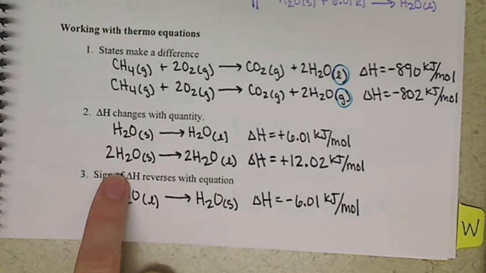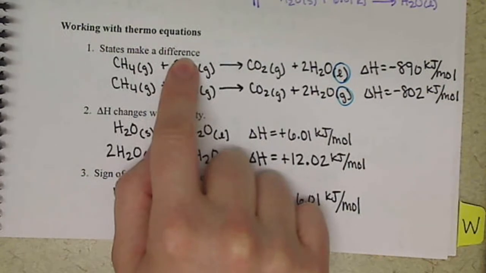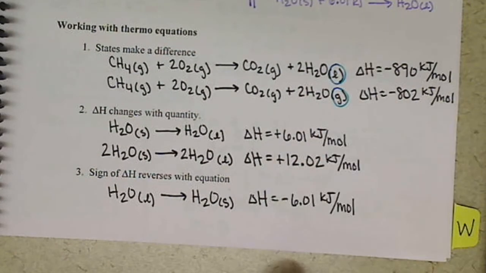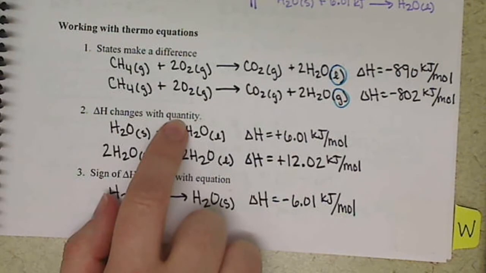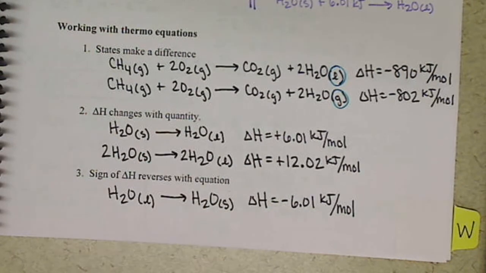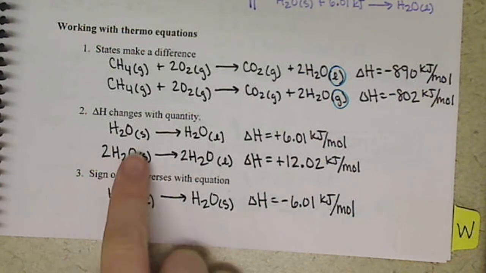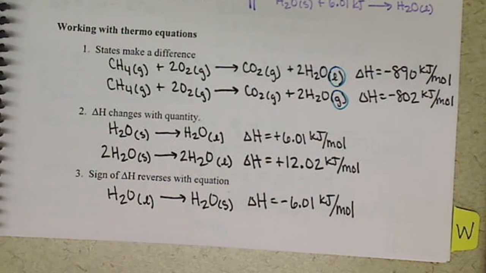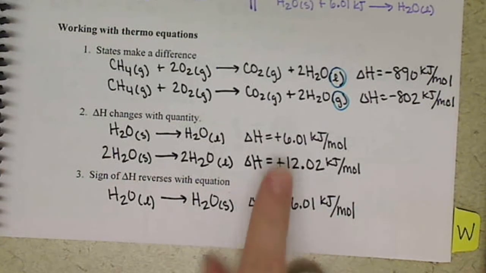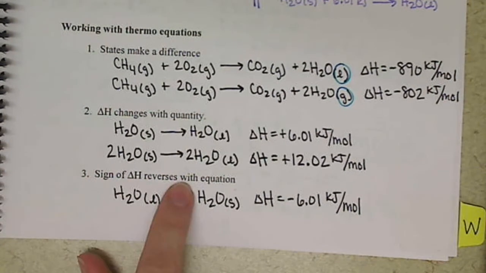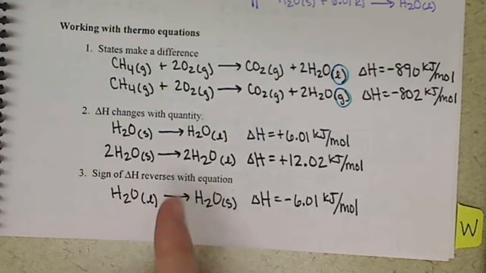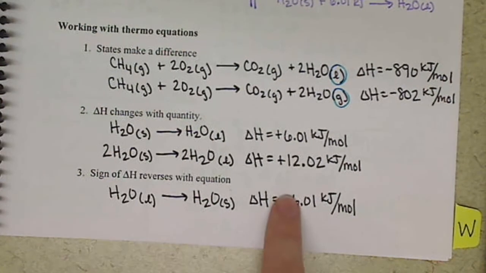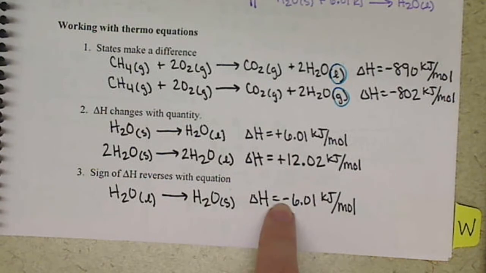3 things we had to keep in mind: that states make a difference, so we need to pay attention to the particular states in our reactions that we use. Delta H changes with quantity, so if we multiply all of our coefficients by 2, then we also have to multiply our delta H value by 2. The other thing is that if we reverse our reaction, we reverse the sign of delta H. So if we flip-flop this reaction, we flip the sign of our delta H value.